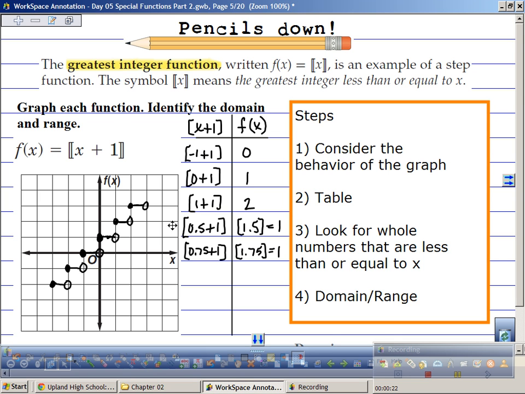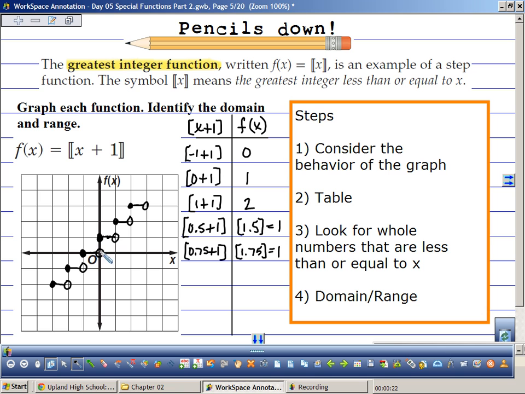Okay, let's talk about our domain and range. Unless something told me that I had to stop somewhere, I could go in either direction. So consider the behavior of the graph. That kind of gives me a starting point. Don't worry if you can't do that, because then you just have to plug in a value and see what you get, and then you've got a starting point, right? But it's good to be able to know where we could start. Draw a table. Look for whole numbers that are less than or equal to x. I say whole numbers because when you start talking about negative values, it gets complicated.